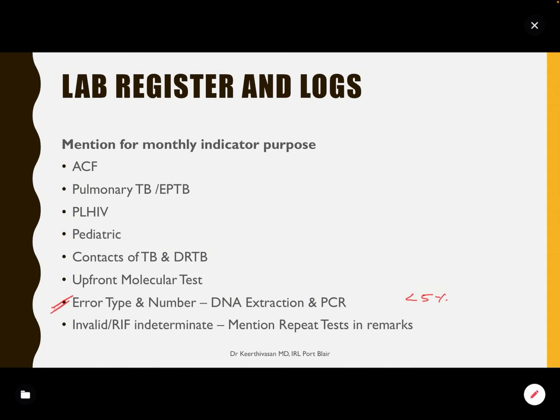Okay, so these also have to be noted down in your lab register, and preferably in the monthly indicator in the remarks section. In the remarks section, you can write about the type. So RIF invalid, indeterminate. The number of repeat tests for these also has to be mentioned.